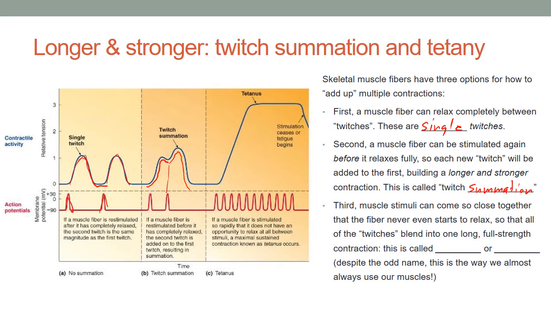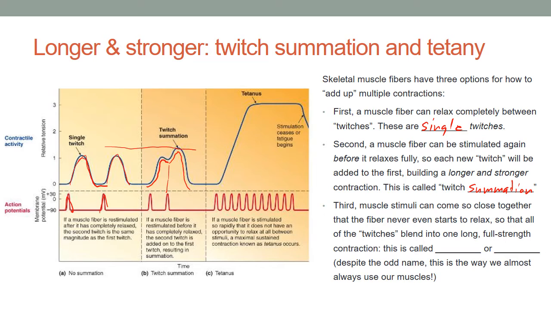We end up getting a slightly jerky muscle contraction because it goes up and a little down and then up again and down. But we end up with a muscle contraction that overall is both stronger, the relative strength is higher here than the single twitch, and it's considerably longer than either of the single twitches.